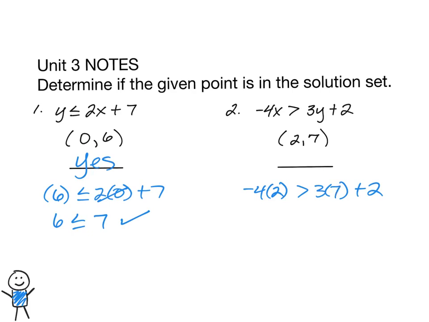And now let's work this out. Negative 4 times 2 is negative 8, greater than 7 times 3 is 21. 21 plus 2 is 23. Is negative 8 greater than 23? Well, that's not true. So (2, 7) is not in the solution set of this inequality.